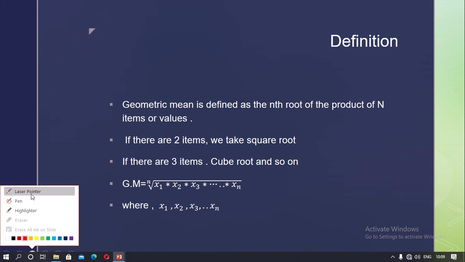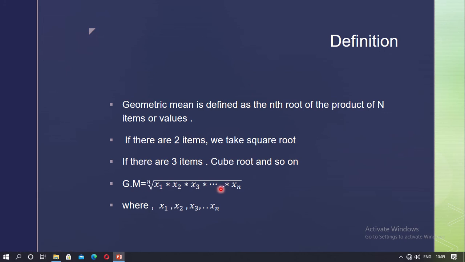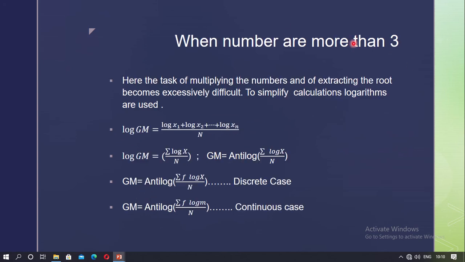Now what are the items over here? X1, X2, X3, etc., Xn. So you take the product of all these items and you find the nth root. Now, the task of multiplying the numbers and extracting the root becomes very difficult. So in order to simplify the calculation, logarithms are used.